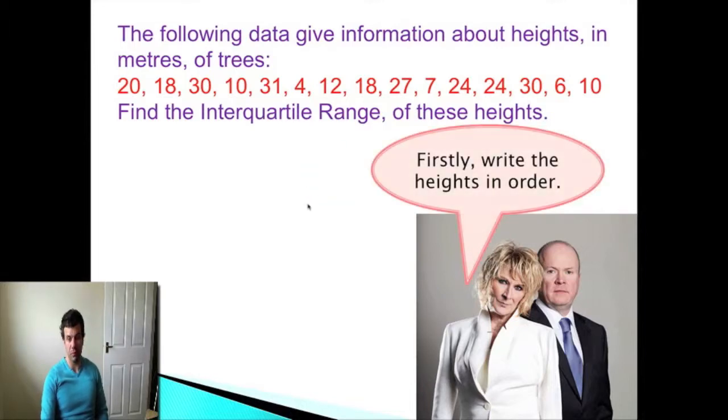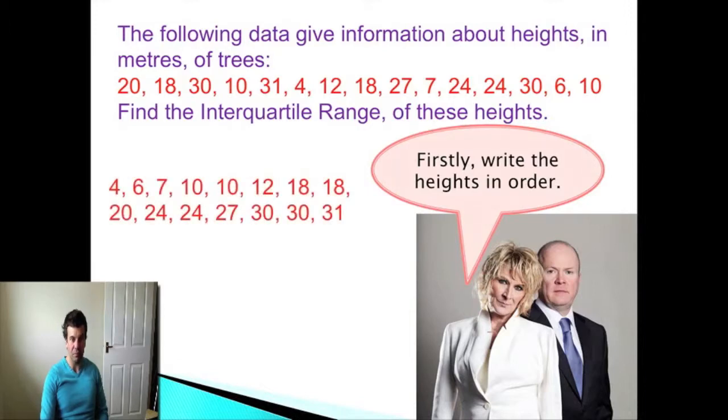Firstly, write the heights in order. Remember, like for the median, which you should have learnt before, you cannot perform any of these calculations unless the data is in ascending order, smallest to biggest. 4's the smallest, 6, 7, 10, another 10, 12, 2 18s, 20, 2 24s, 27, 2 30s, and 31 metres.